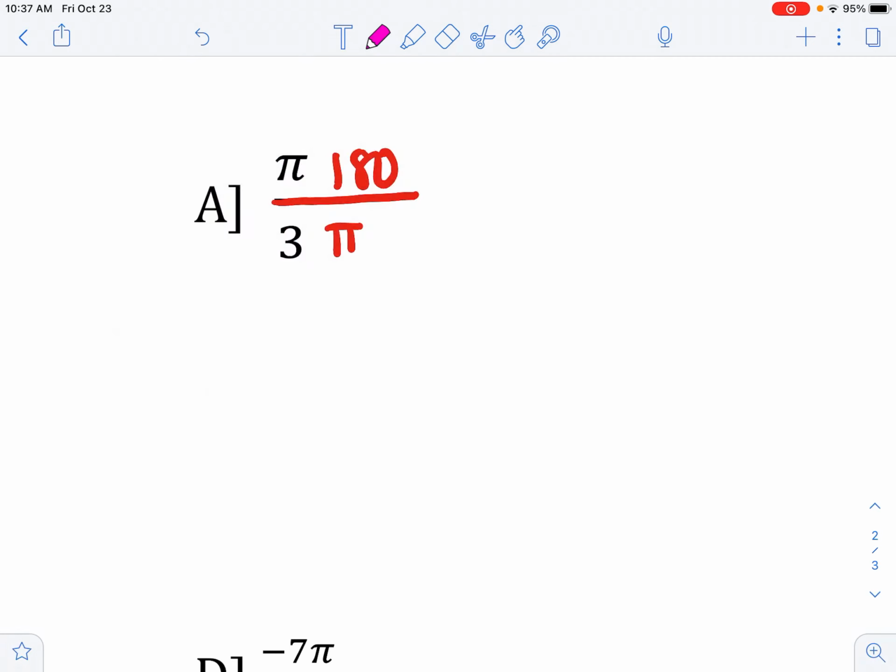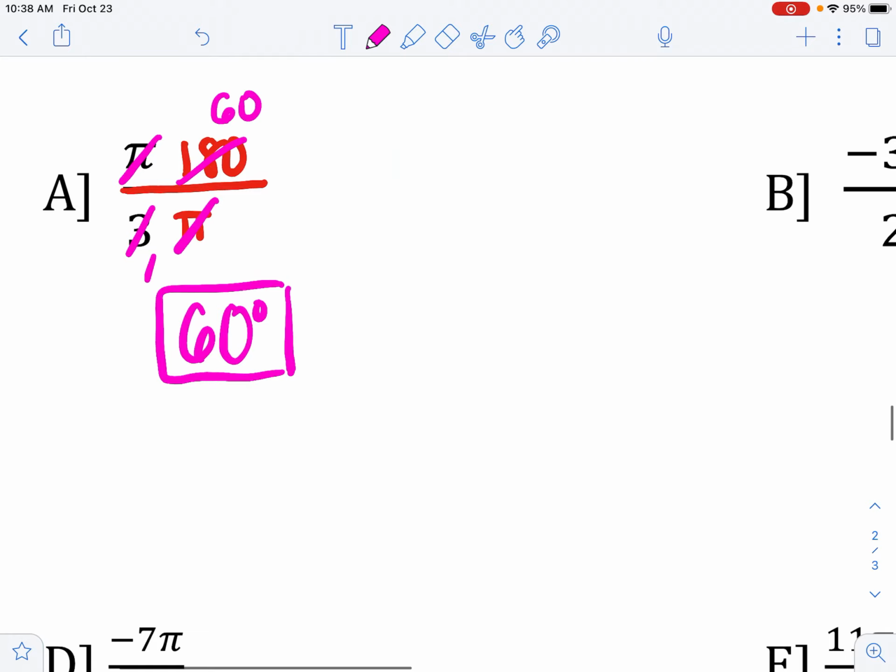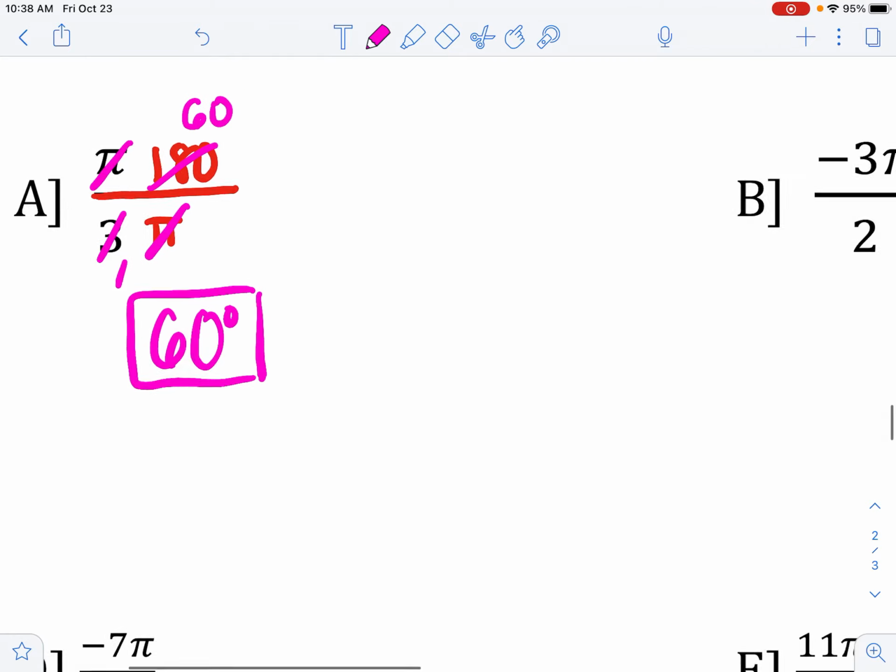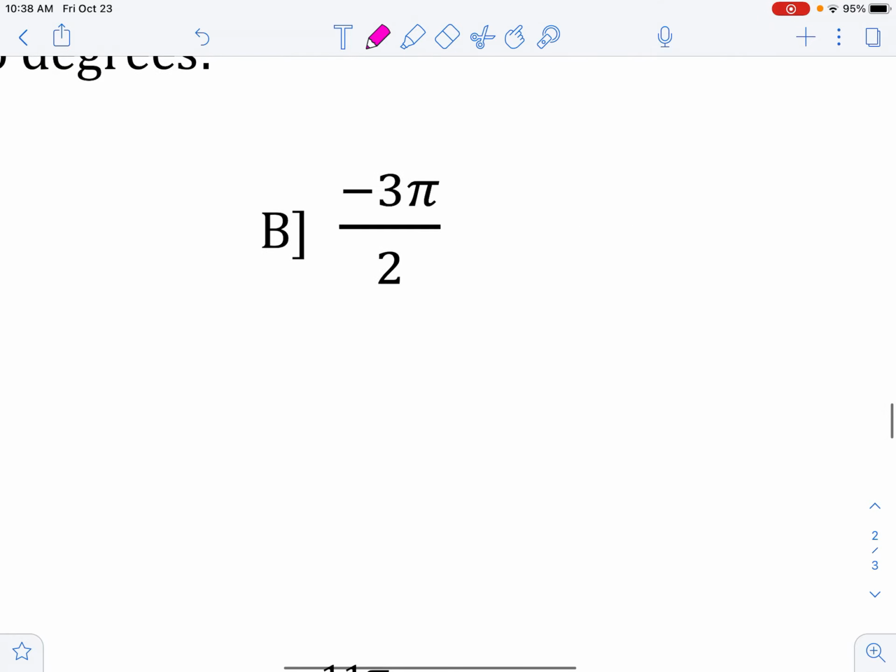And then you simplify that. The pi's cancel, and then I have to do 180 divided by 3. 3 goes into itself once. 3 goes into 180 60 times. So this is 60 degrees. Once again, pi over 3 is a radian measure that you should have memorized from the unit circle as 60 degrees, but we're just making sure we know how to convert.